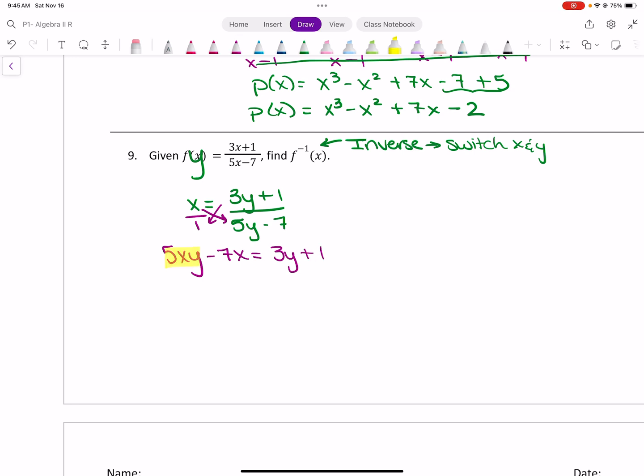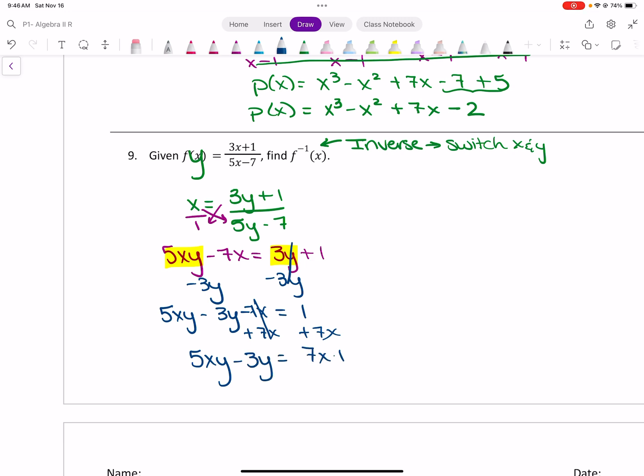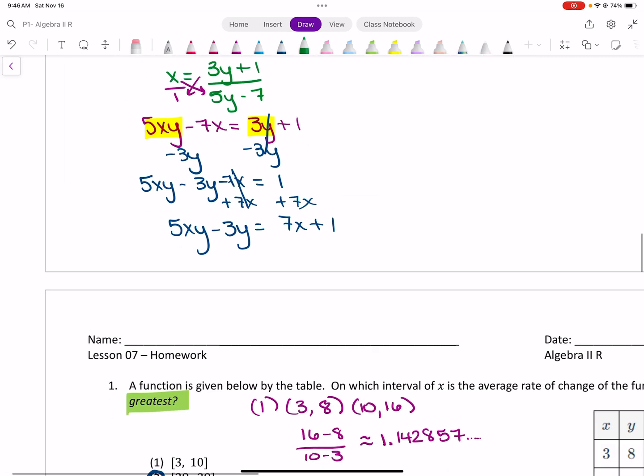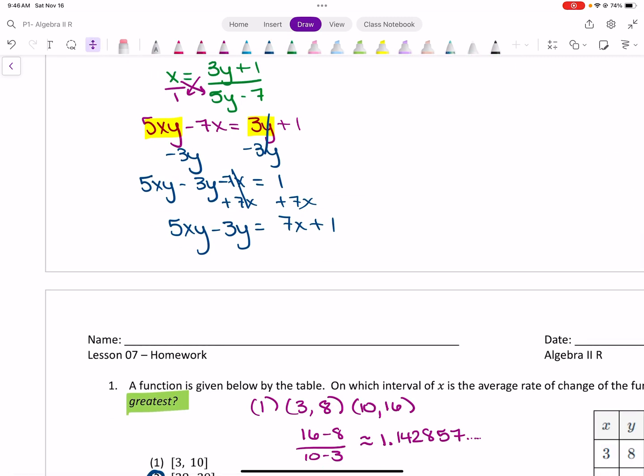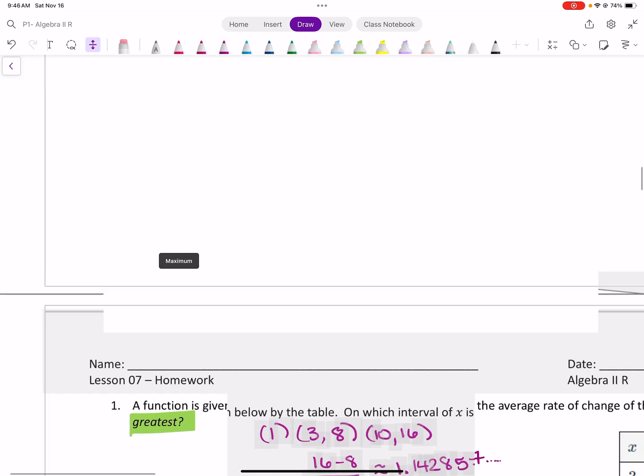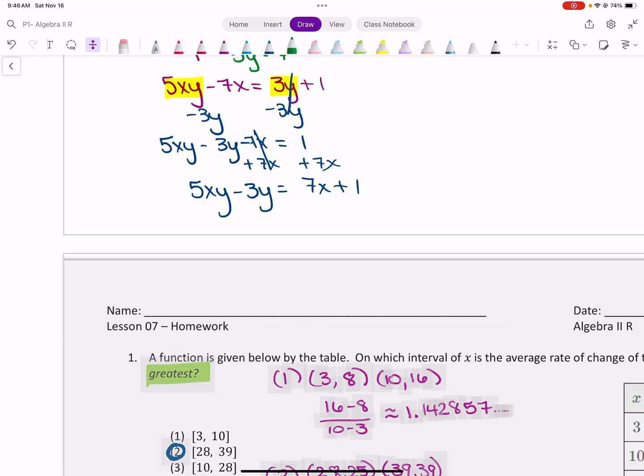Anything with a y needs to go to the same side, so I'm going to subtract the 3y from the right over to the left. You could go the other way if you want. Equals 1. 7x equals 1. But now I have to add my 7x to the other side because he does not have a y, so he can't be on the same side. From here, now that the y's are by themselves on one side, I can factor out the y as a GCF.